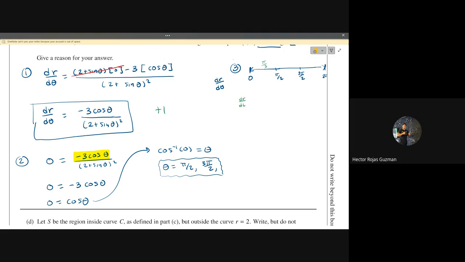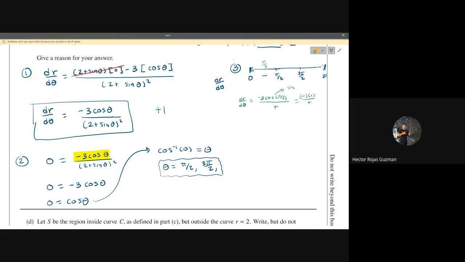dr d theta equals -3 cosine of pi over 3. I'm not even going to write the denominator because I know it's going to be positive. So the question is, what's cosine of pi over 3? Is it positive? Is it negative? Well, it's positive. A negative times a positive divided by a positive is a negative. And in case you're wondering, the actual value of cosine of pi over 3, that's 1/2.